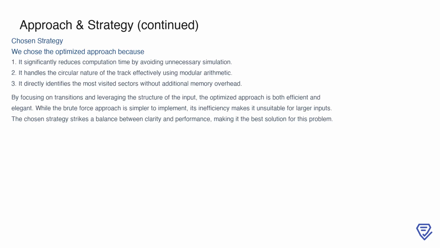It provides a significant improvement in efficiency by avoiding the unnecessary simulation of every step, focusing instead on the transitions and ranges directly. The use of modular arithmetic elegantly handles the circular nature of the track without requiring additional complexity. Moreover, it eliminates the need for extra memory to store visit counts, making it highly space efficient.